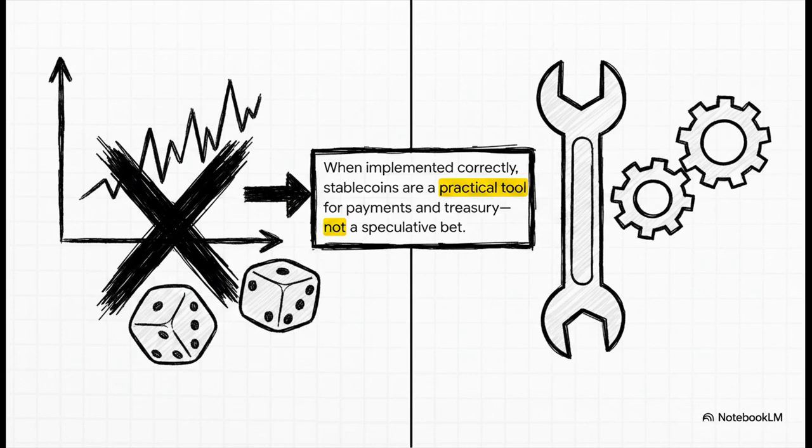And really, this is the ultimate takeaway. When you put this technology in place the right way, with all the discipline we've just talked about, stablecoins stop being some kind of speculative bet. They become what they're supposed to be, a practical, efficient tool for your payments and your treasury.